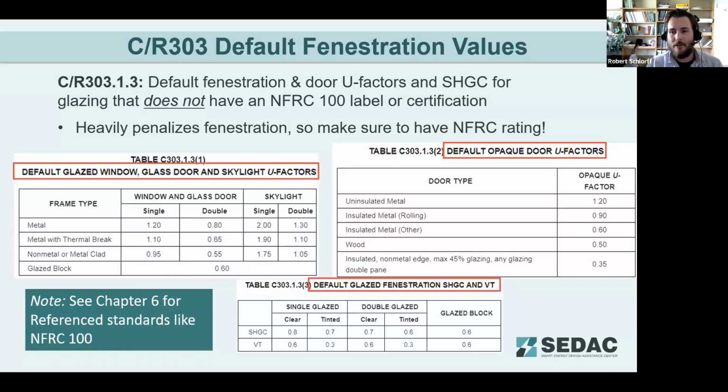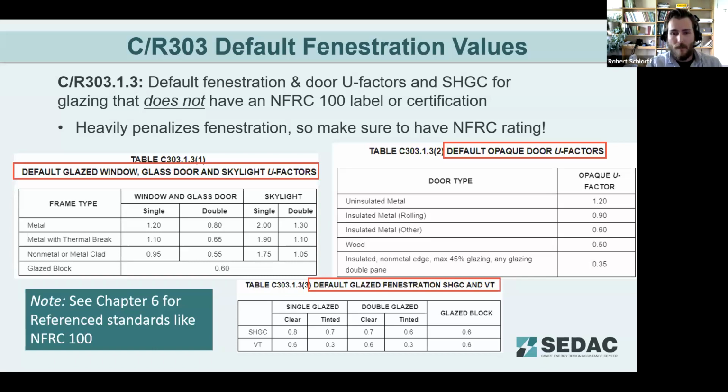If you actually look at the values in these tables and compare with the values that are contained in Chapter 4, these tables heavily penalize window performance. So basically what this means is that if you are forced to use these default fenestration values, you will most likely be forced into pretty difficult UA trade-offs or going down the performance path in order to meet overall envelope performance. These windows really are kind of the worst possible windows you could buy.